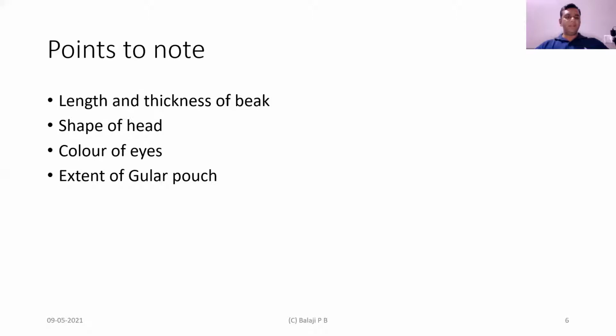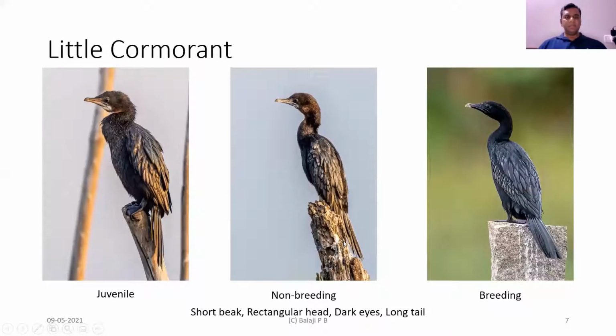What is the shape of the head? What is the color of the eyes? Extent of the gular pouch. We'll be having a lot of pictures, so let me explain what is what. Starting with the little cormorant. The little cormorant has a very short beak in proportion to its head.